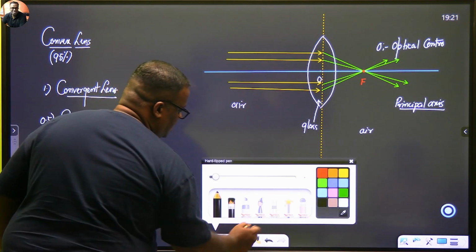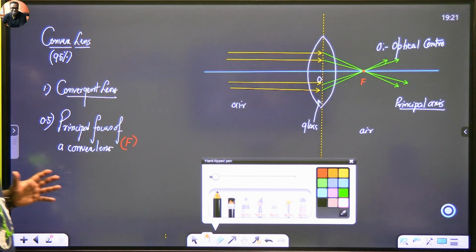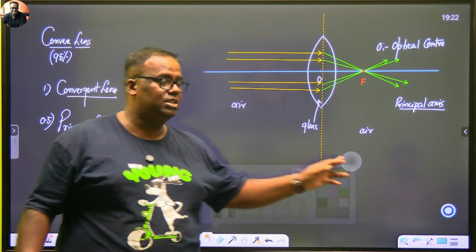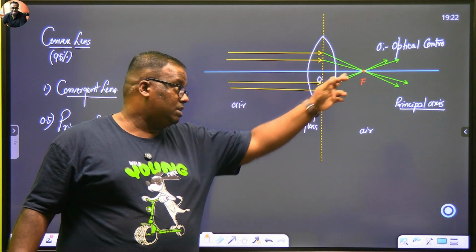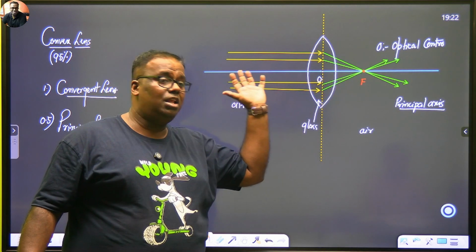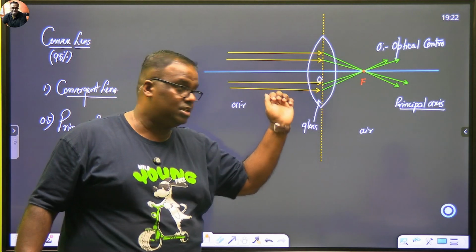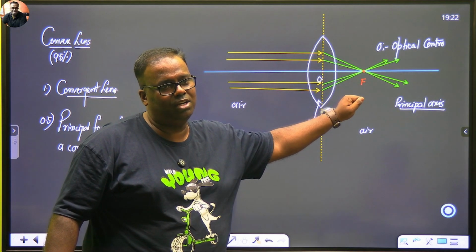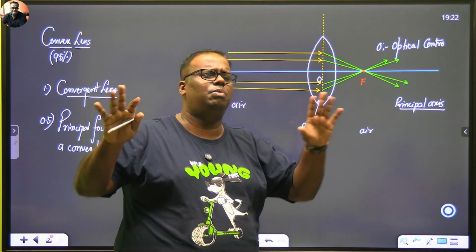So let's first understand what the principal focus is. Listen to me; definitions and all you will get in the book also. The principal focus of a convex lens is a point on the principal axis at which a parallel beam of incident rays, parallel to the principal axis, converge after getting refracted by a convex lens. Nothing of an issue. Let's first understand in simple language.